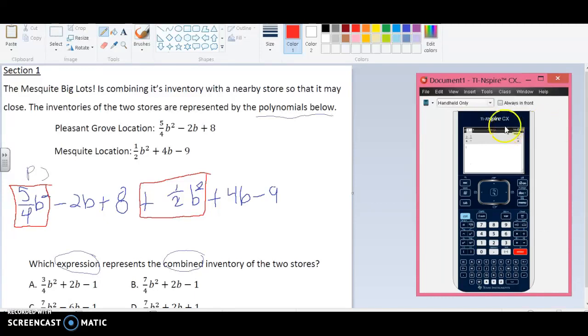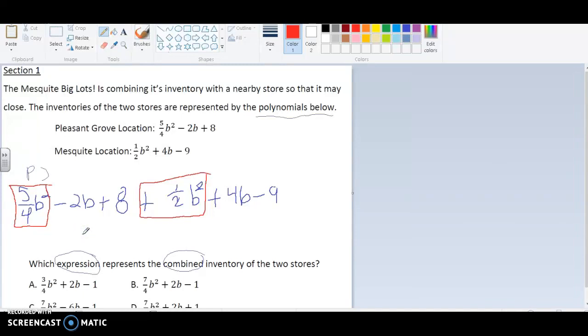And so it looks like that's going to be 7/4. All right, so my b squareds are going to be 7/4 b squared. So right away, when I look at my answer choices, I should make sure that my coefficient of b squared goes with 7/4. And when you look at your answer choices, we can see that letter C does not have a coefficient, letter A does not have a coefficient of 7/4, so I'm going to go ahead and cross that out.